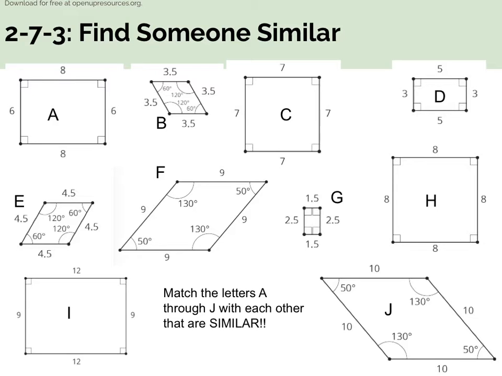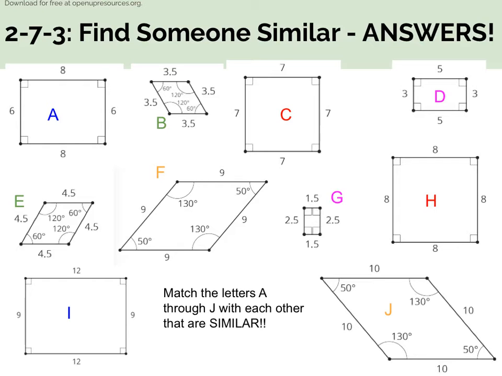So what I decided to do is put everything on this slide. What you need to do is match the letters A through J with each other that are similar. Find out which one is similar with letter A, and put those together. Write the answers down underneath this on page 61, in between the 7.3 and the are you ready for more. So you'll need to pause this and figure out why they're similar.